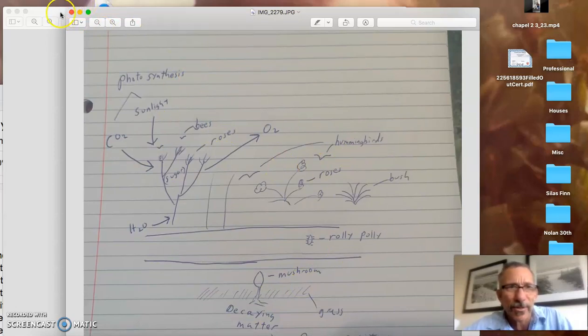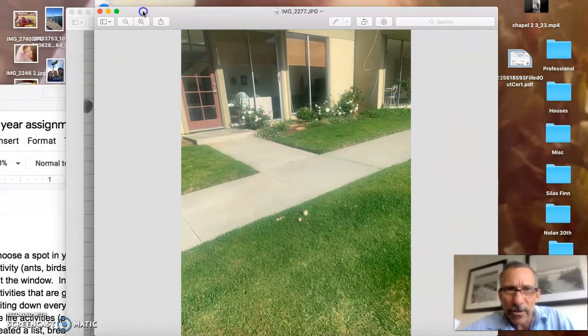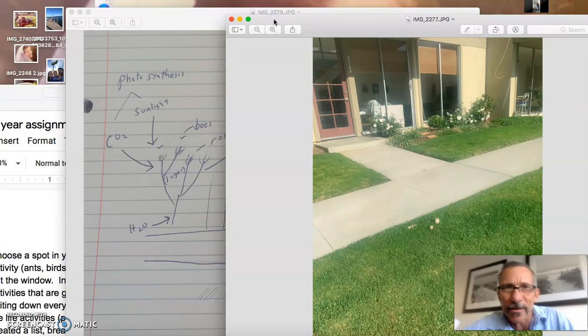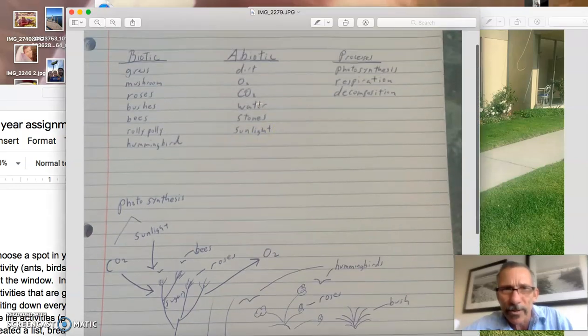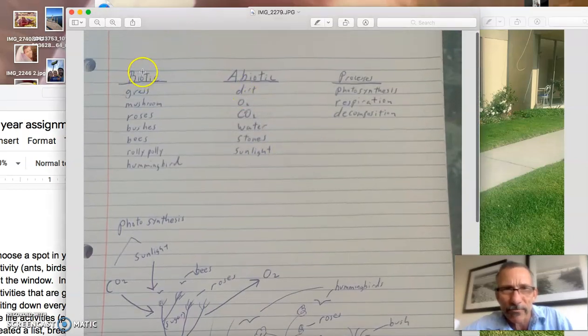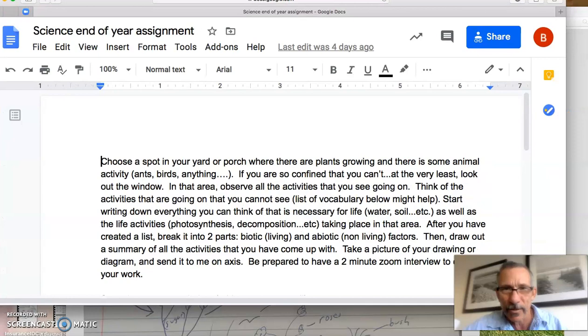Okay, and try to do a nicer drawing than this. I'm a scribbler and did that in about 2 minutes, whereas this is a good half hour, 40-minute activity for you guys to do. Okay, so I took a photo of the area. That would be a great addition. That's not on the assignment, but that does make it a little more interesting for people to look at when you're presenting. And then the diagram with the list of things that are here, broken into two parts: the living and the non-living parts, biotic and abiotic, and then any processes that I know or have to assume are going on.